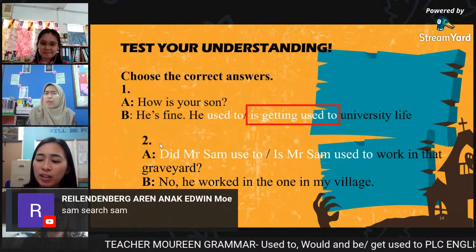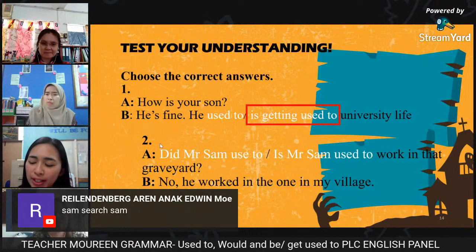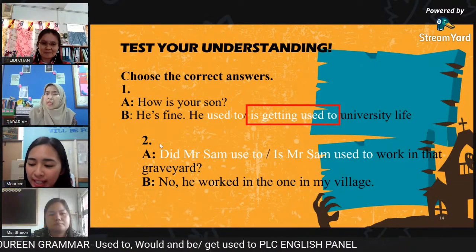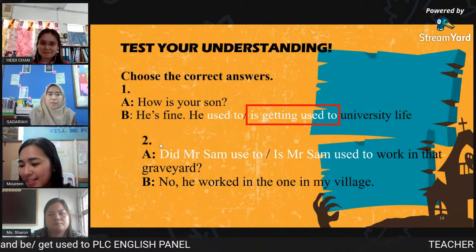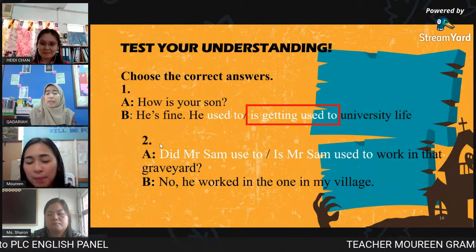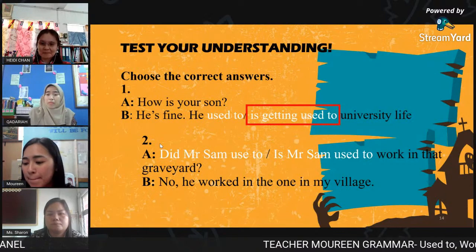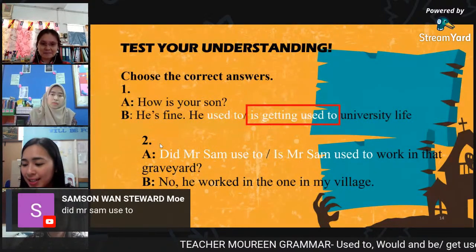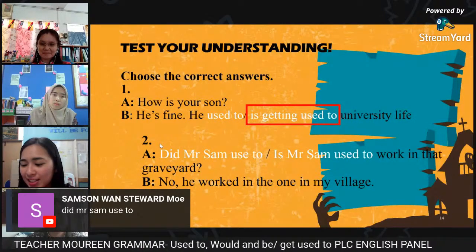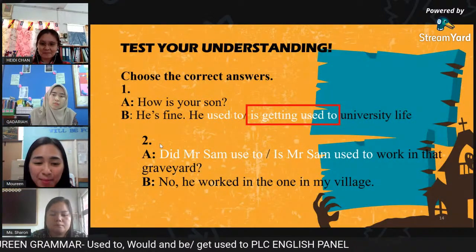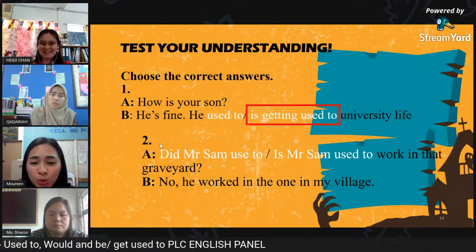I can see a lot of Form 5, Form 4 coming in, been answering. The younger classes, maybe they are not able to come, but it's okay. Sam, search Sam because it's Sam. So Samson has to search.